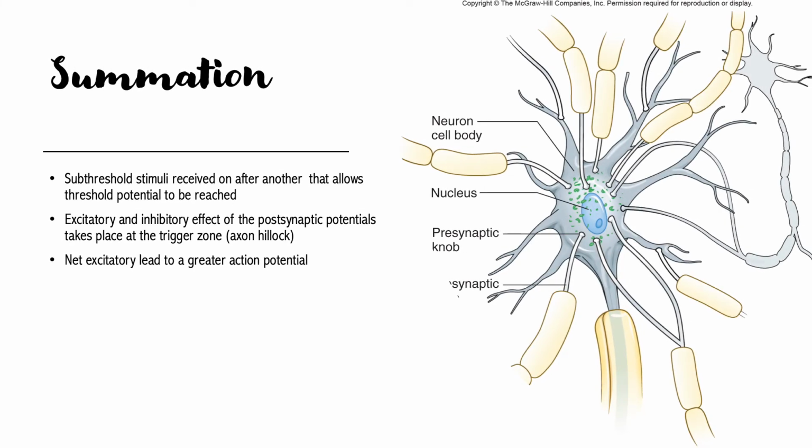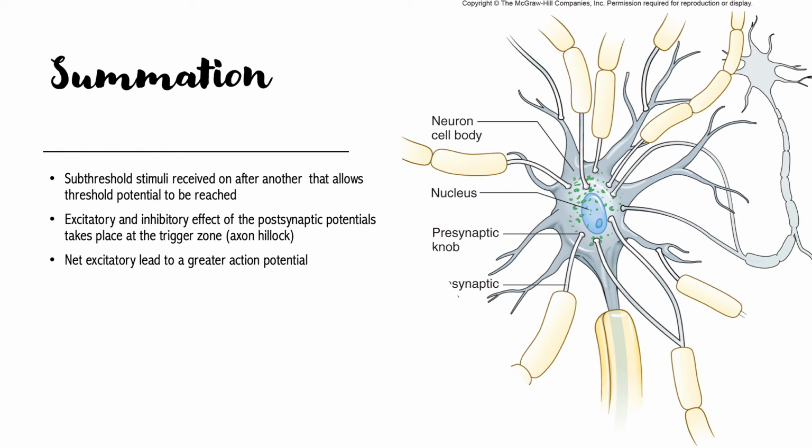Summation is when threshold stimuli are received one after another, which allows threshold potential to be reached. Excitatory and inhibitory effects of the postsynaptic potential take place at the trigger zone. Net excitatory leads to a greater potential.